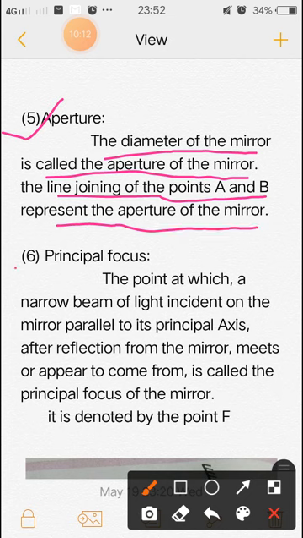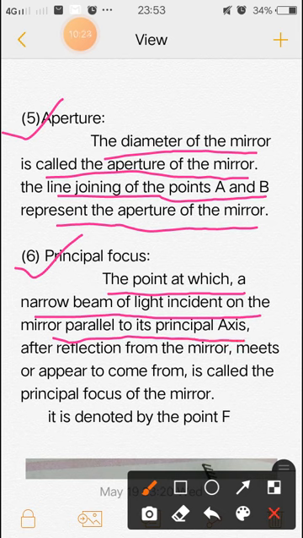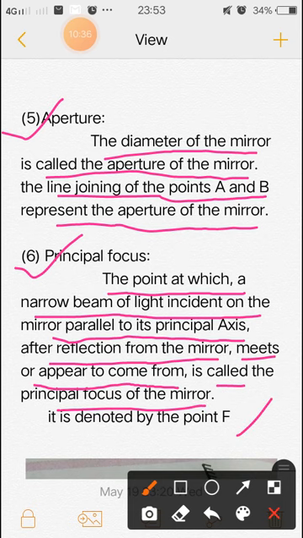The next is principal focus. The point at which a narrow beam of light incident on the mirror parallel to the principal axis, after reflection from the mirror, meets or appears to come from, is called the principal focus of the mirror. It is denoted by F.